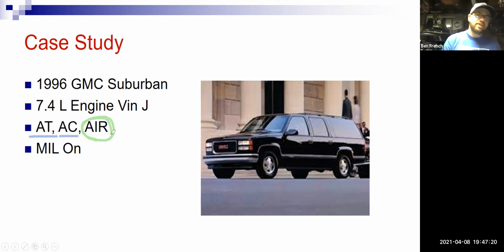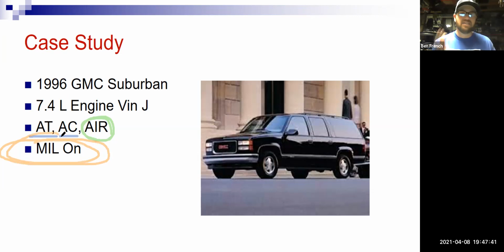But if you didn't tell the scanner all that information, it might not have all the functions for looking at the air injection system. So on some scanners, you had to manually tell it, yeah, this car has air injection on it. Okay. So those are the options that it had. And of course, the complaint is that the MIL or check engine light is on.